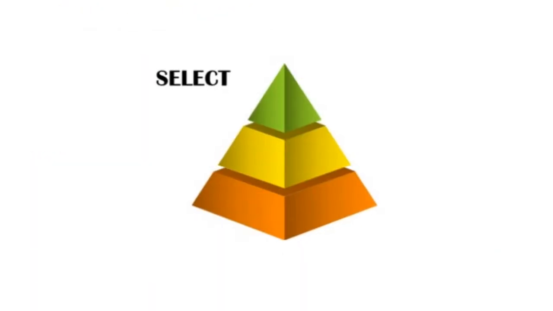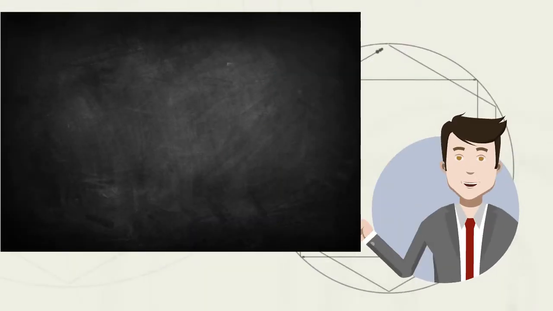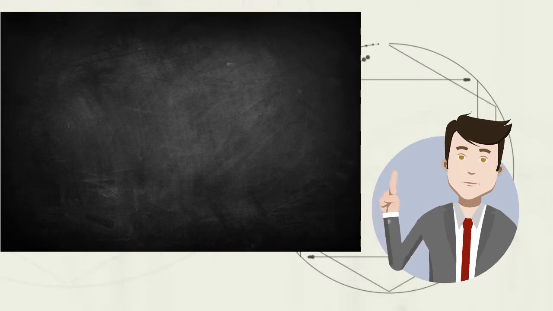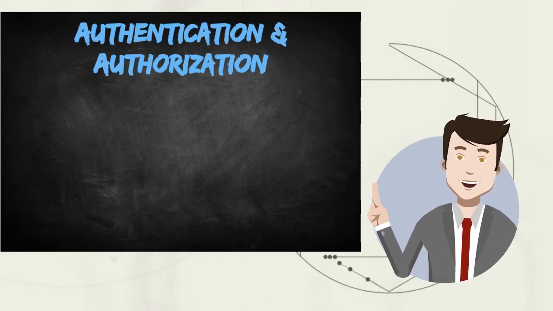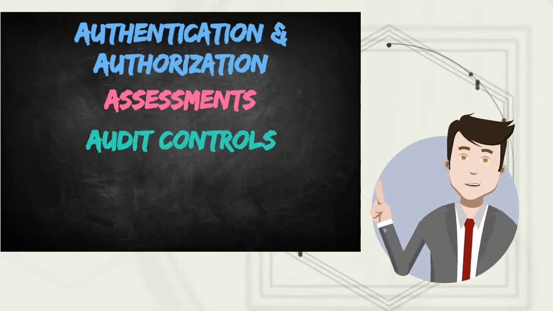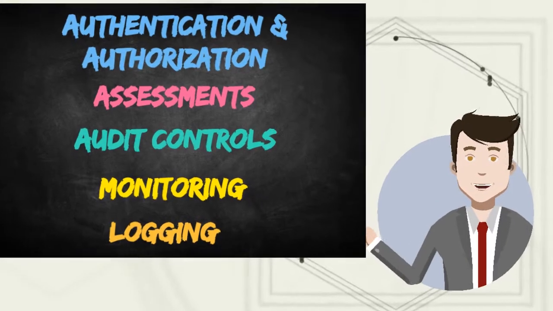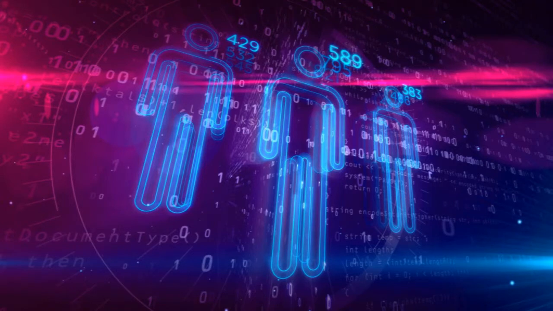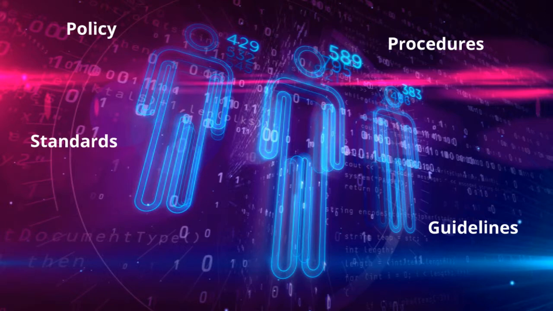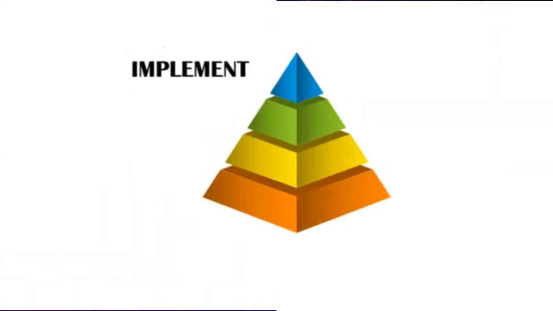The third step is select. Since we have already categorized the systems based on data that they contained, the next step is to select the controls that are applicable to prevent unauthorized access or any loophole in the systems that leads to breach or poses risk to data. There are dedicated control families which can be applicable to systems to address areas such as authentication and authorization, assessment, audit controls, monitoring, logging, etc. This section allows you to select not only policies, but also to custom tailor standards, procedures, and guidelines specific to a given system.